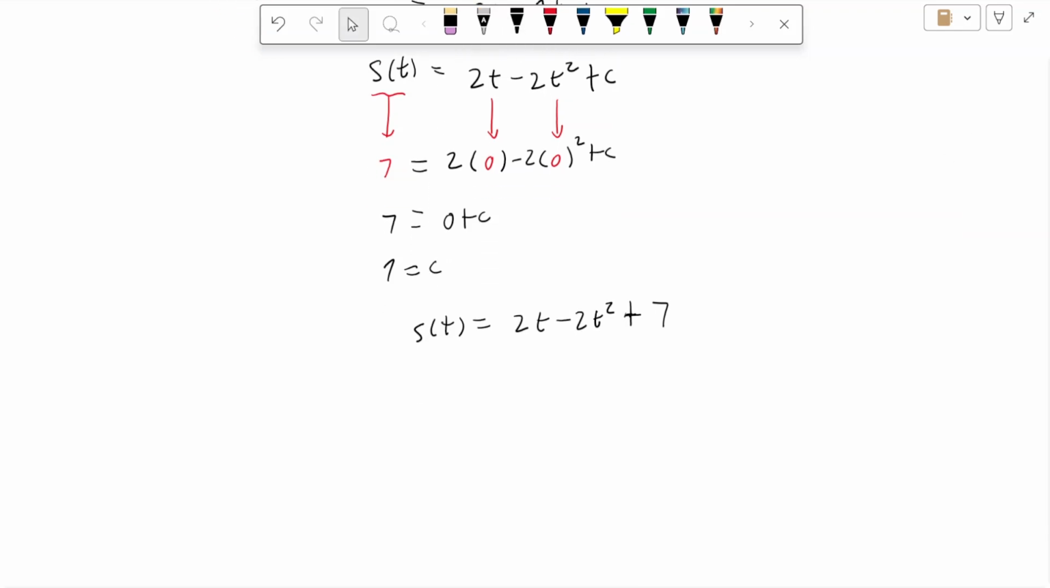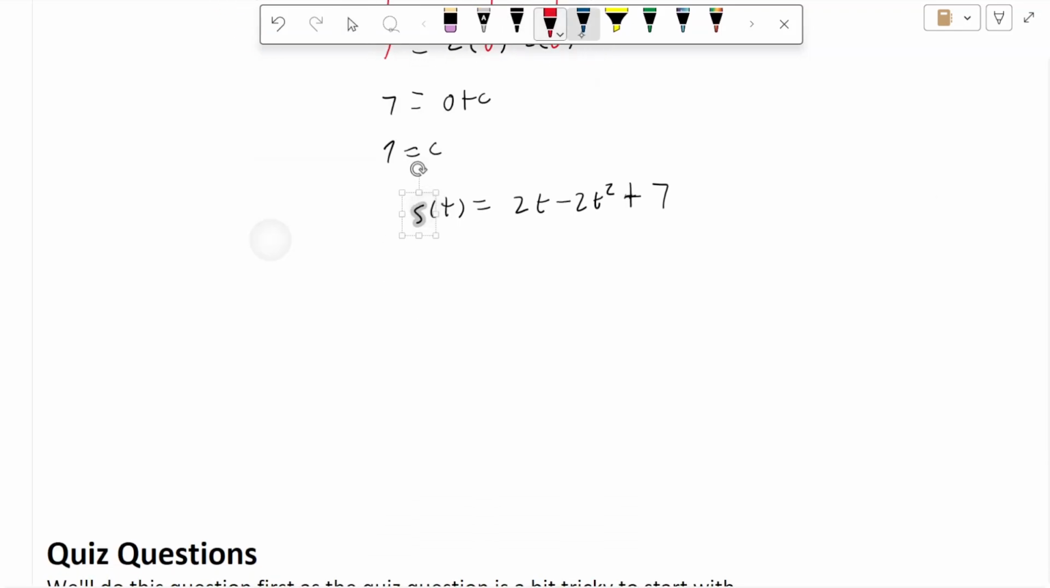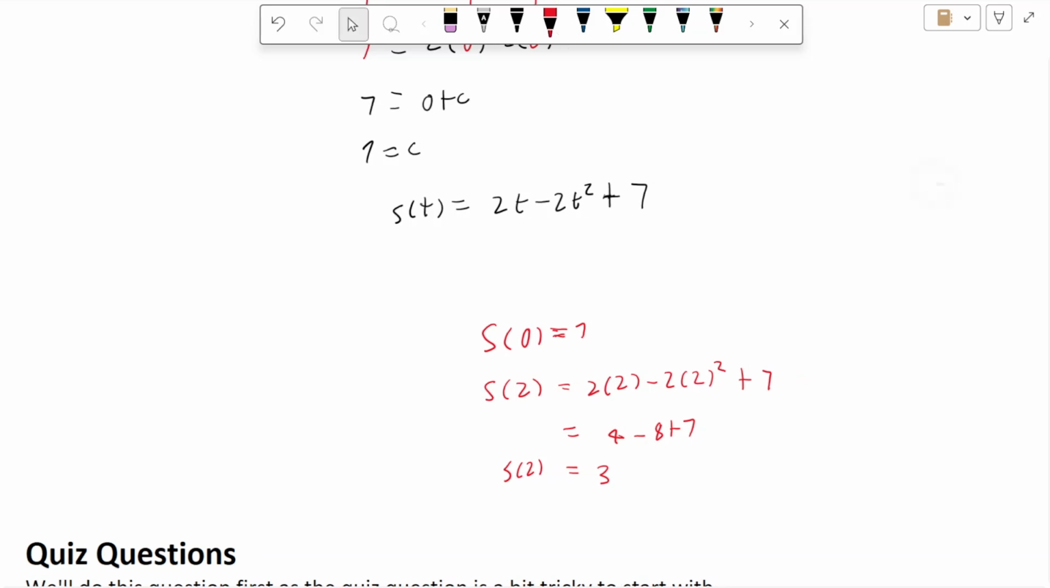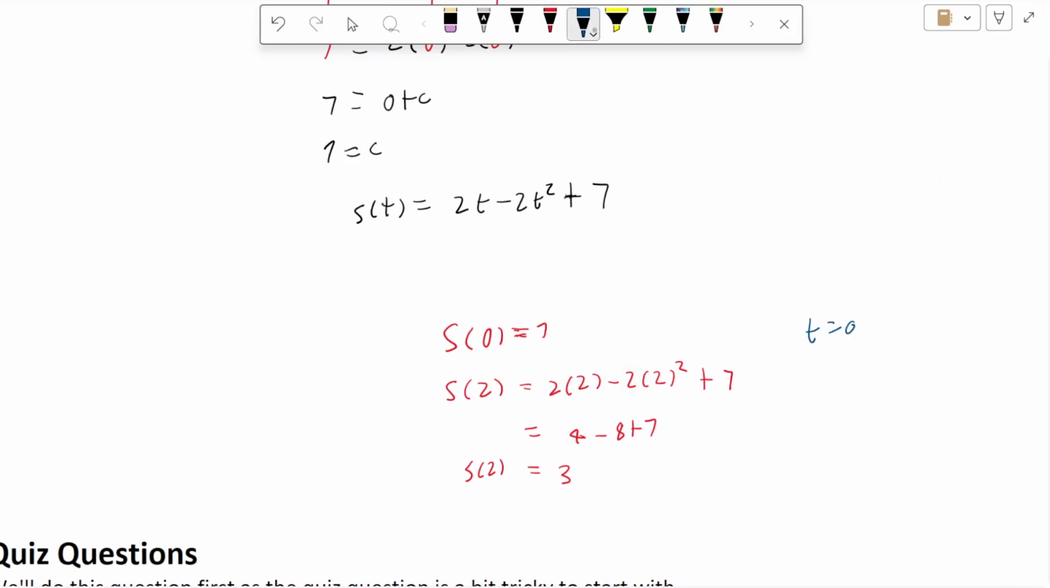Cool. Now, one thing that I do want to point out is that if I work out s of 0, I'll get 7. And if I work out s of 2, you're going to get 2 lots of 2, take 2 lots of 2 squared, plus 7, which is 4 take 8 plus 7, which is 3. So that's s of 2. So at t equals 0, s is 7, and at t equals 2, s is 3.